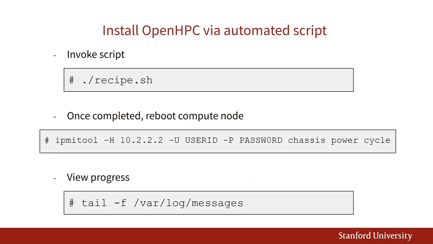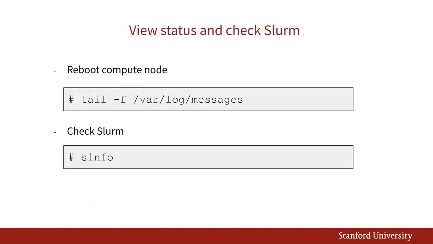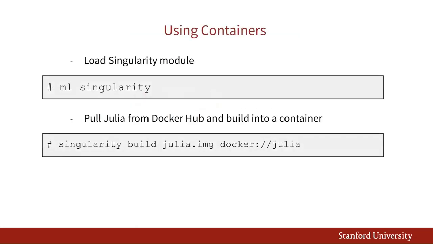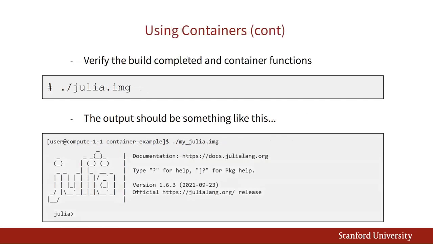They're power cycling the node on, and then they can tail the log for messages and check the status of Slurm so they know the compute node's online. And then they'll be moving on to the container portion of it. And so in the container section, they'll load a Singularity module, obtain the container from Docker Hub, the Julia container, and build that on the local system.